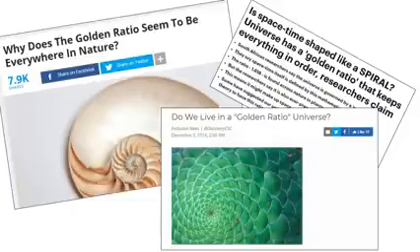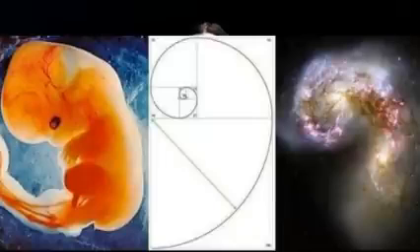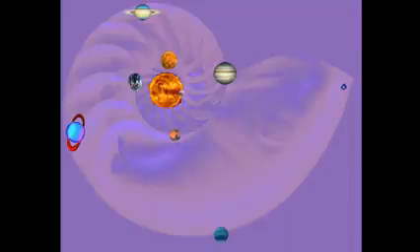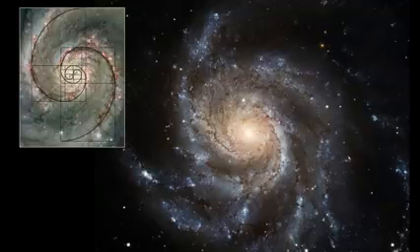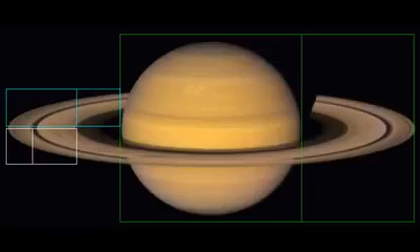But it doesn't stop there. Modern technology continues to be mystified by the far-reaching scope of the golden ratio, from the alignment of the planets to the spirals of our Milky Way galaxy, as well as the spirals of other ratios in planets. Now let's take this closer to home.